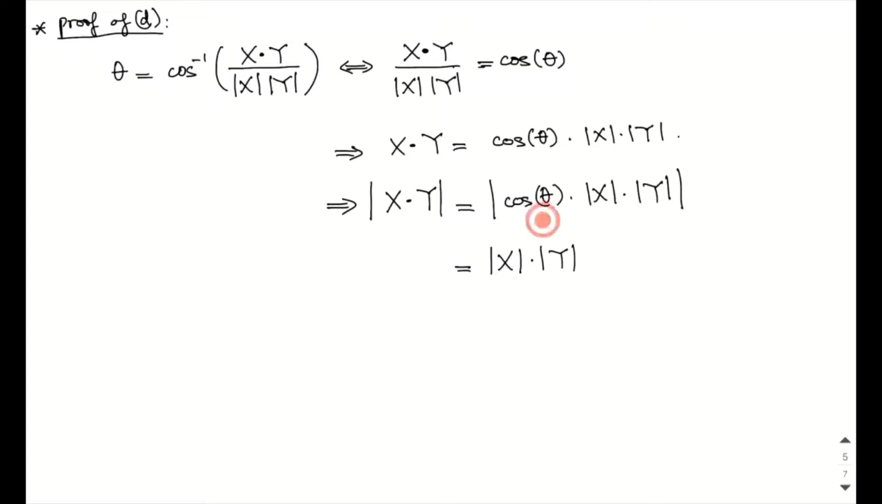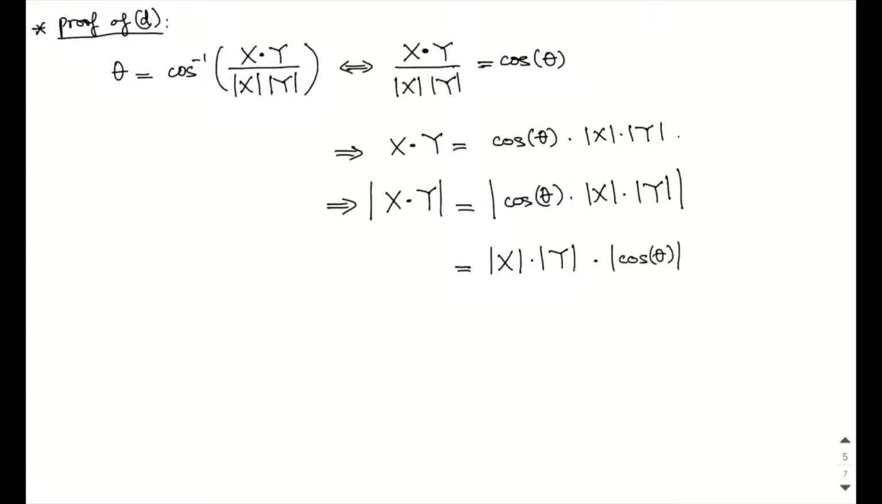However, cosine of an angle can be positive, can be negative. Cosine will be positive if the angle is an acute angle, less than 90 degrees. Cosine is going to be negative if the angle is greater than 90 degrees. So you don't know whether you're going to get a positive or negative value here. So you have to keep the absolute value with the cosine.